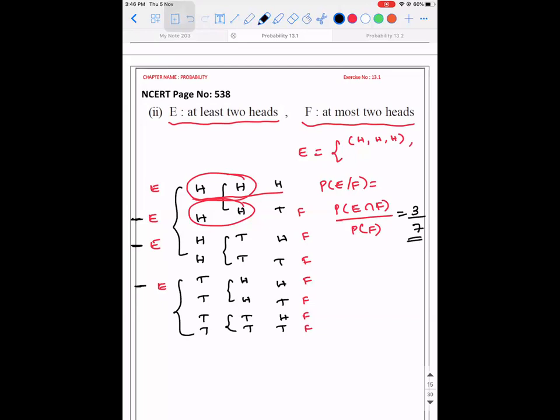Sir, the last one will come, at most 2 heads, 3 heads? No, at most, did I make a mistake? Yeah, the last one will not come actually. At most means it can be 0 heads also. See, at most means it can either be 0 heads, 1 head, or 2 heads. It should not be more than 2. That is the meaning of at most. Okay. Got it? Yes, sir. 7.